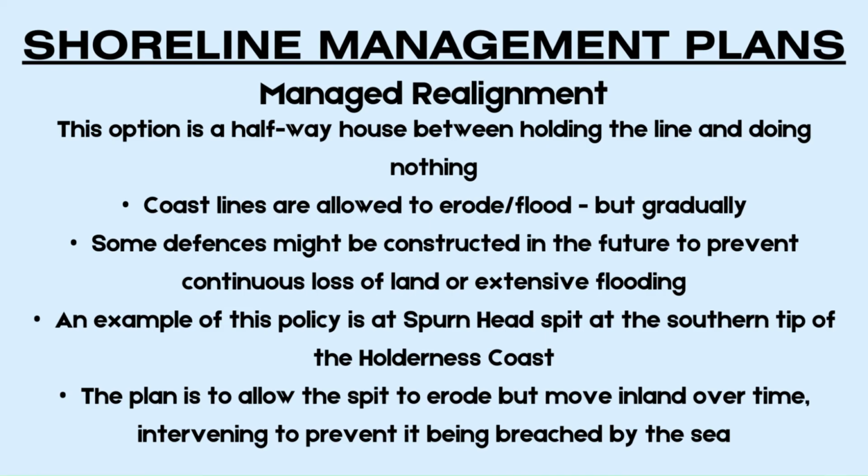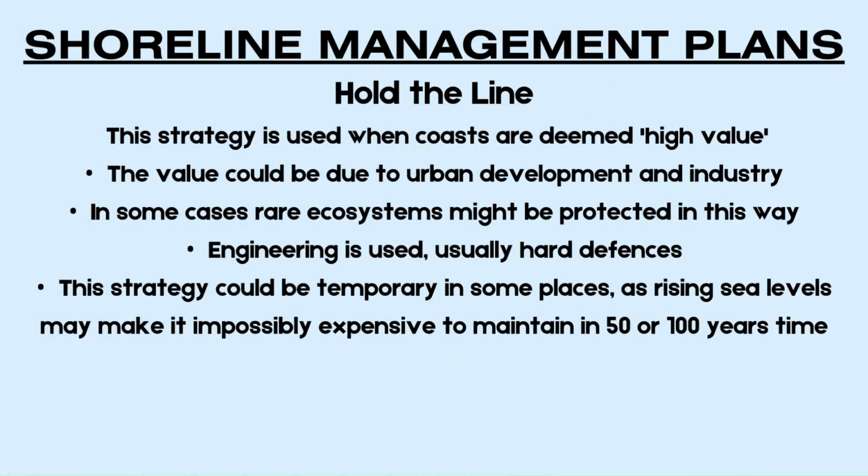Managed realignment is a halfway house between holding the line and doing nothing. Coastlines are allowed to erode and flood, but gradually. Some defenses might be constructed in the future to prevent continuous loss of land or extensive flooding. An example of this policy is at Spurn Head Spit at the southern tip of the Holderness coast. The plan is to allow the spit to erode but move inland over time, intervening to prevent it being breached by the sea.